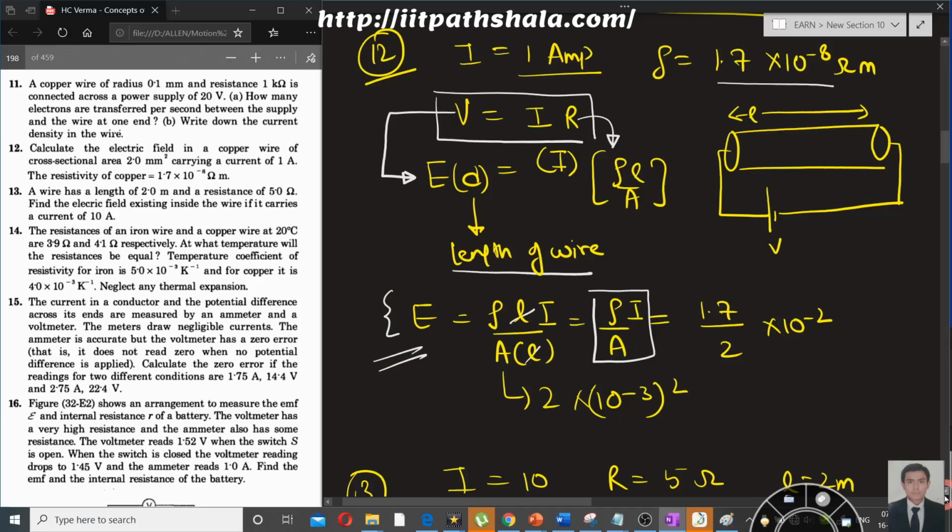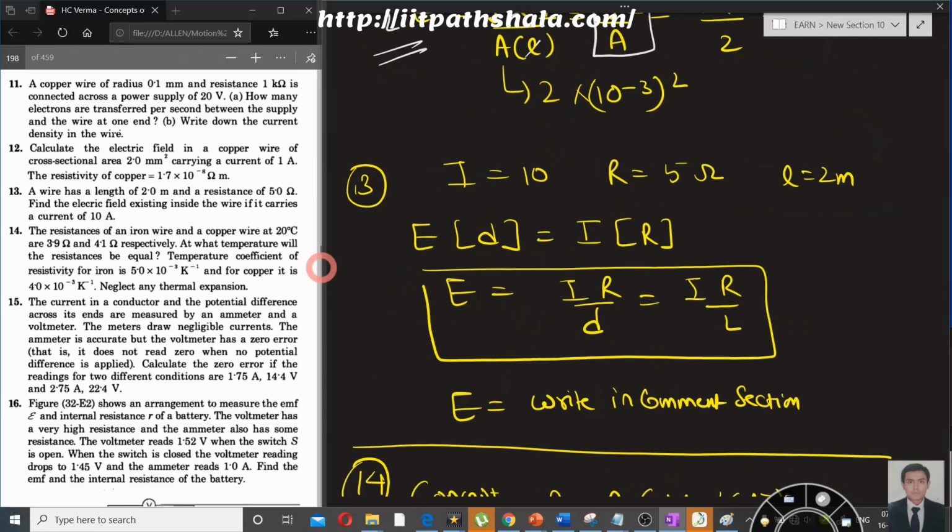Quickly moving toward the next question. In the next question, it is saying that a wire is having a length of 2 meter and a resistance of 5 ohm.